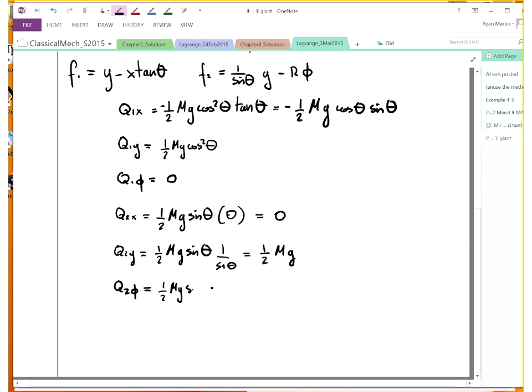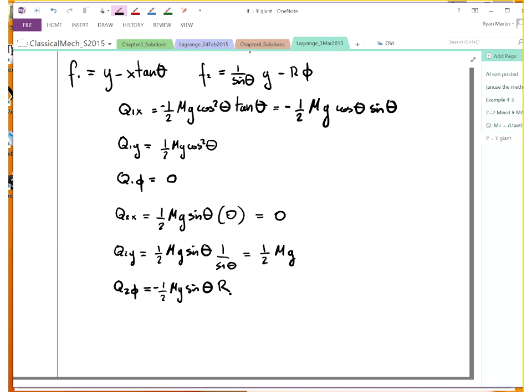And then last, we have Q2 phi, so it's minus lambda 2, so it's a half mg sine theta, and then it's ∂f2/∂phi. So if I look at f2, it's a minus R phi, so ∂/∂phi of that is minus R. So that's the answer for Q2 phi, minus a half mg sine theta R.